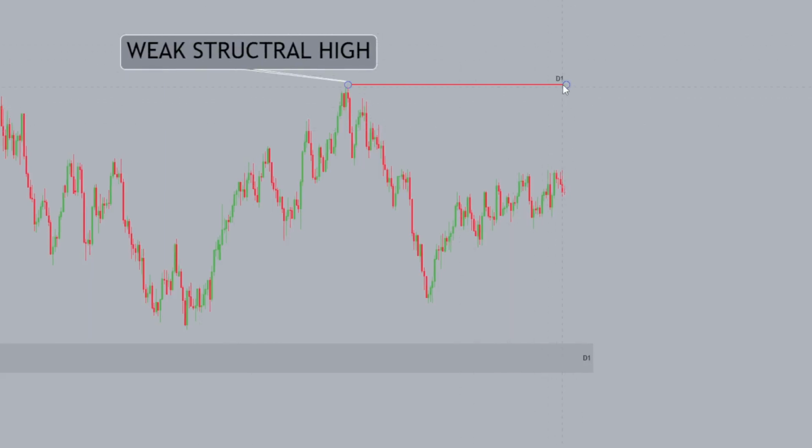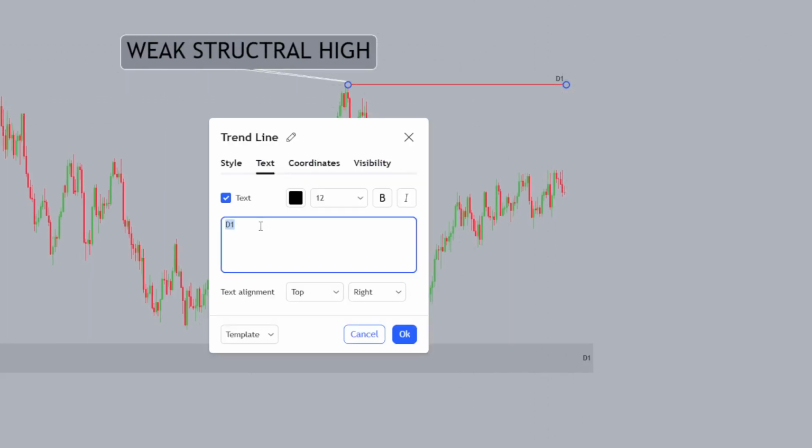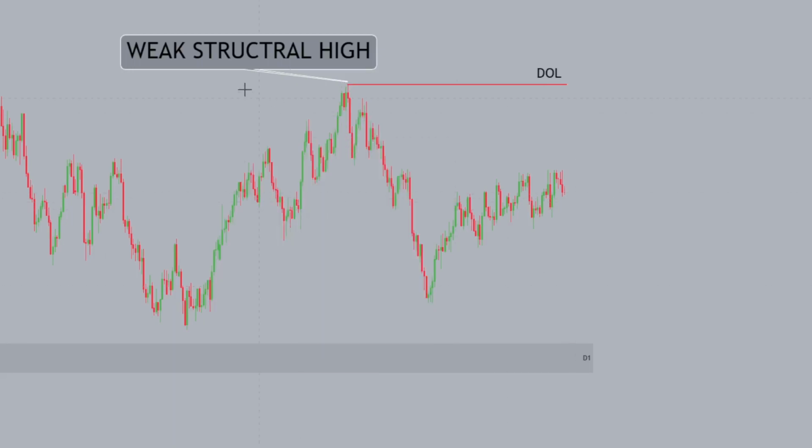And we denote that with this red line, or like I like to call, from a lot of my previous videos, a DOL, or a draw on liquidity. This is important to understand. A weak structural high represents a draw on liquidity.